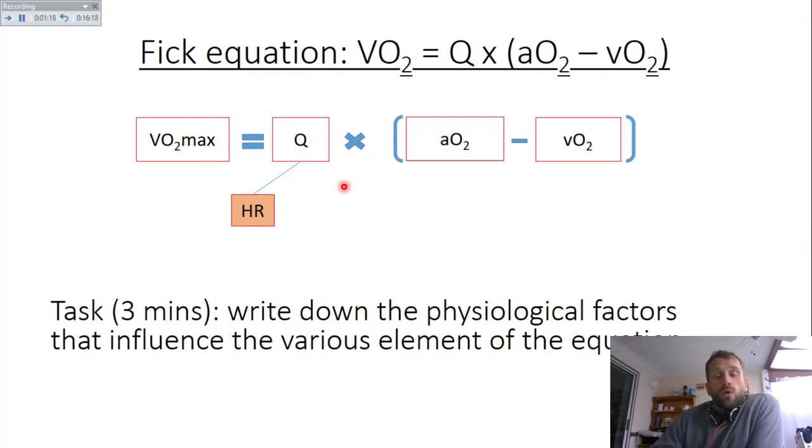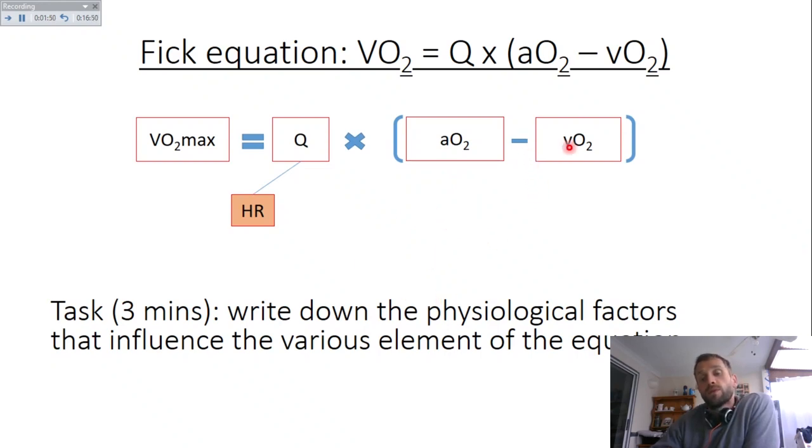What I would like to do now is consider some of the other elements that influence this Fick equation. We've got cardiac output, and I've drawn a line here and put heart rate under it, because if we change heart rate, we would change cardiac output. There are other things that might impact cardiac output, and I want you to recognise them and put them underneath. There are also things that influence arterial oxygen levels, so draw a line and consider what factors they might be.